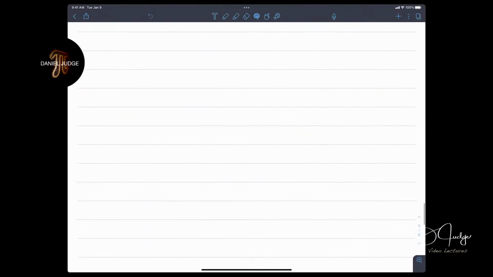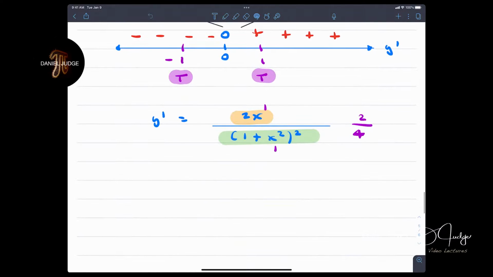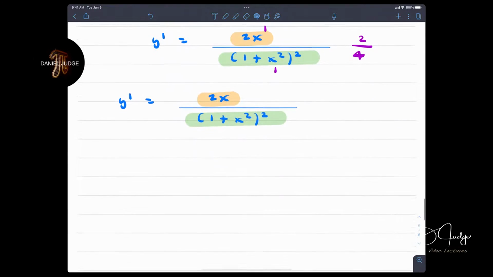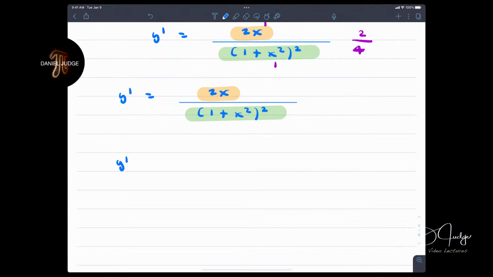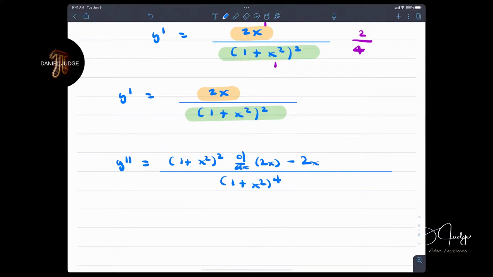Let's do that here. Second derivative. Quotient rule again. That's fourth power. 1 plus x squared squared. Derivative of 2x minus 2x. 1 plus x squared squared. Okay, it fit.